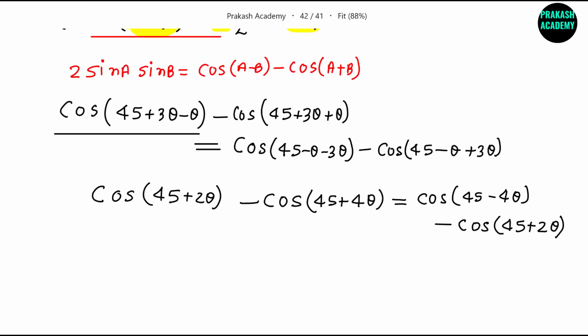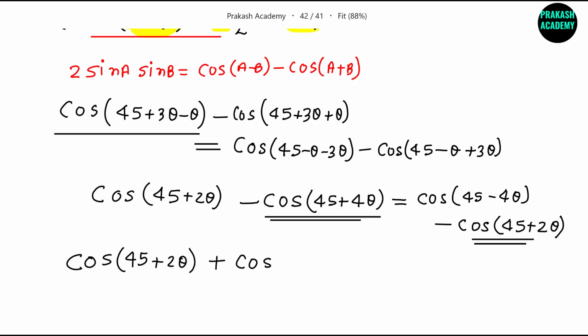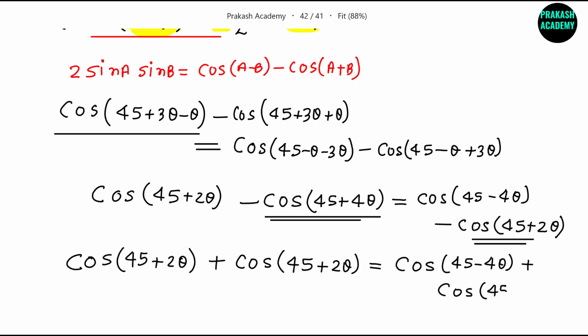So now let us rearrange the terms. So this term can go to the right side and this term can come to the left side. So I will have cos 45 plus 2 theta plus cos 45 plus 2 theta. And on this side I will have cos 45 minus 4 theta and plus cos 45 plus 4 theta.